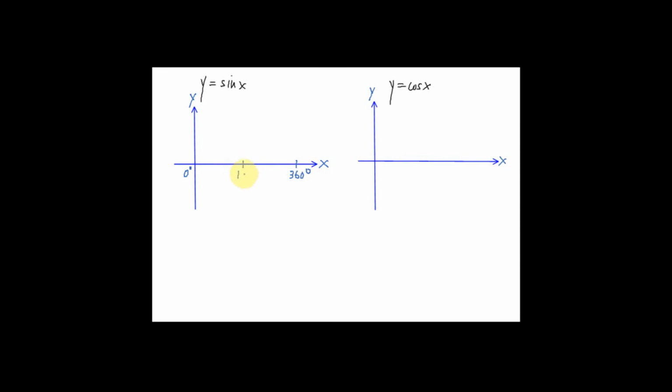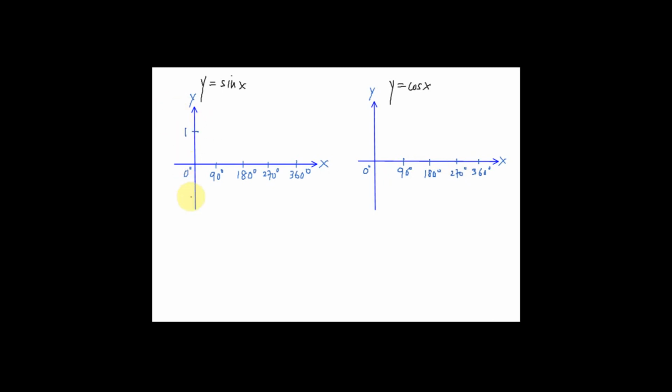Half of 360 is 180 degrees. Half of this is 90 degrees. The middle of 180 and 360 will be 270 degrees. So we have the same scale for cos x: 0, 90, 180, 270 and 360. Now I'm going to put the range on the y-axis.